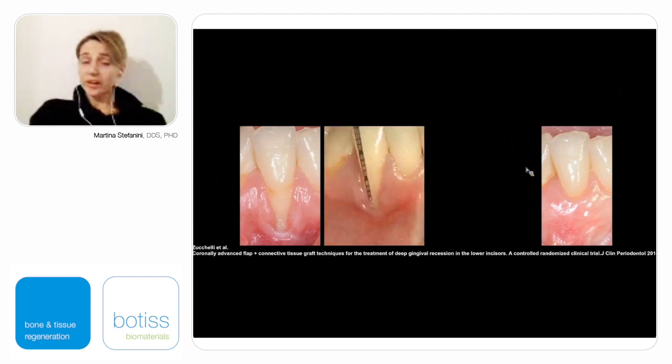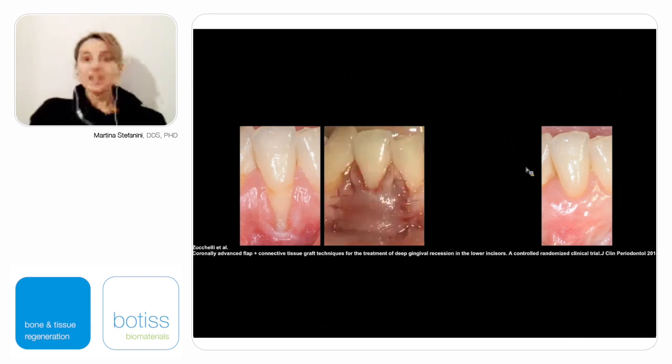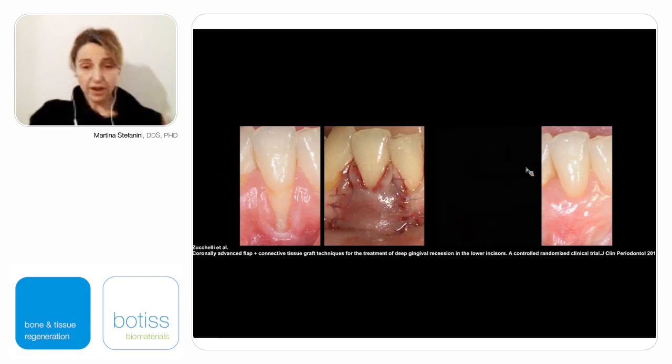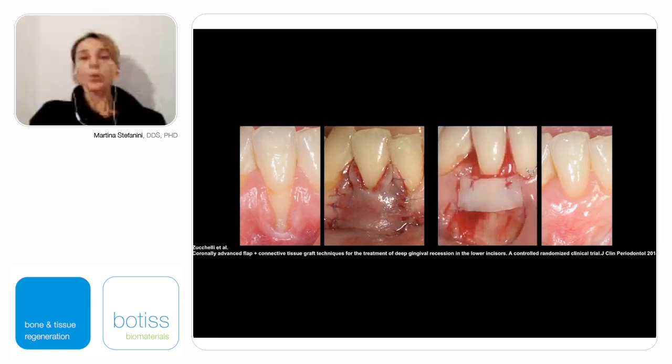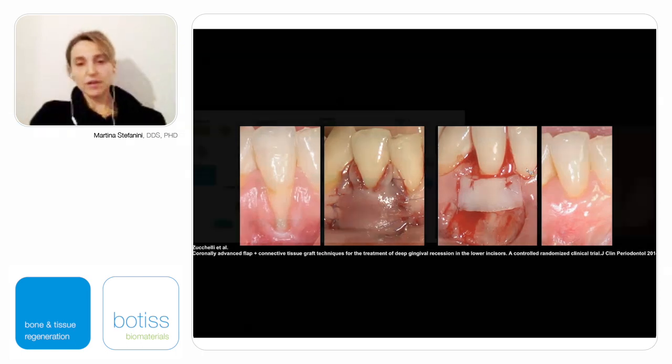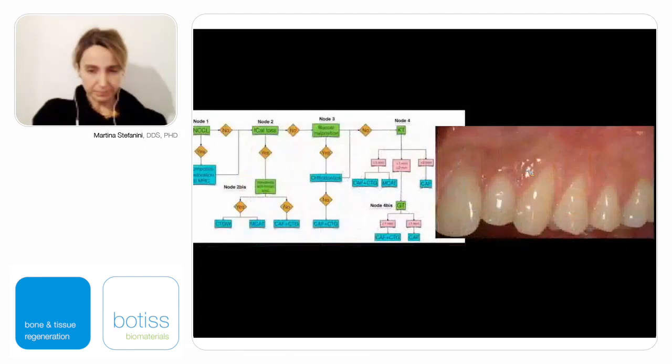So when we are treating a deep gingival recession without keratinized tissue in the lower incisor, under our coronally advanced flap we need to place a connective tissue graft that will help the flap remain in the coronal position and act as a barrier to reduce the risk of muscle reinsertion, and will allow us to recreate the vestibular depth in this very challenging area that is the area of the lower incisor.